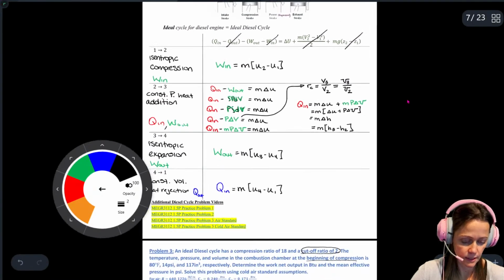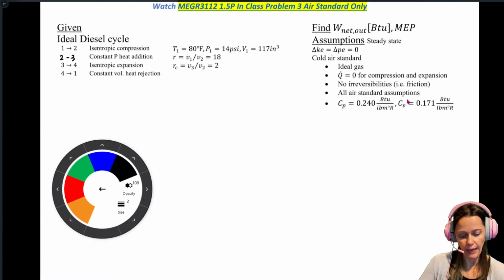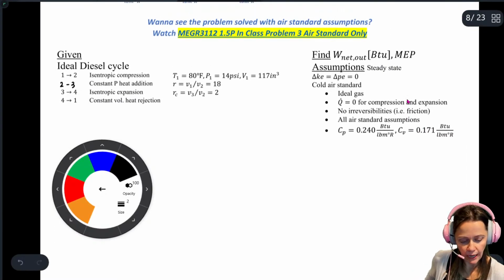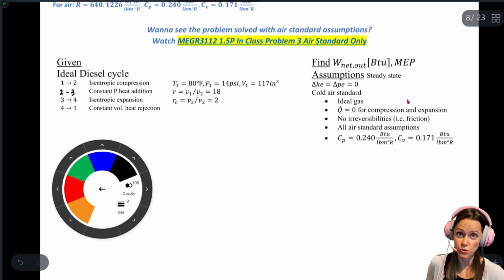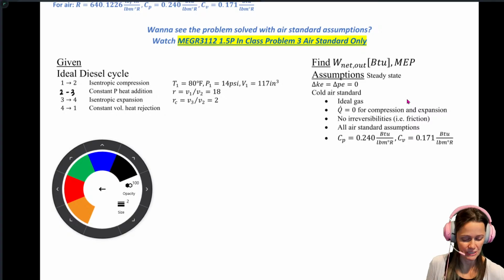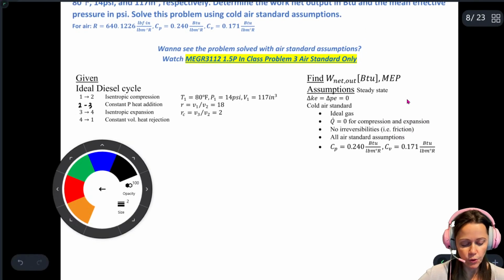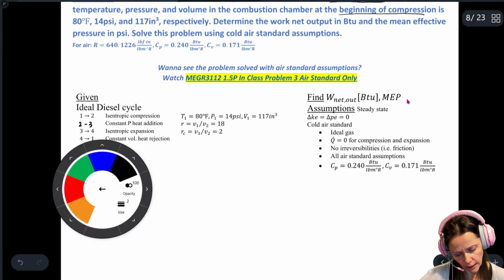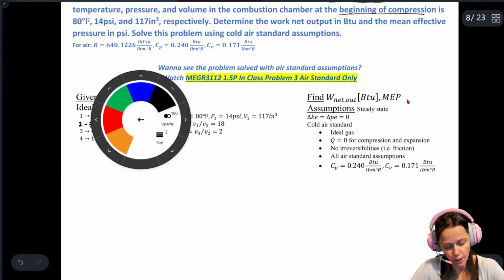Right. So what I would like to do with the 4 minutes that we have left, I've gone ahead and put all of our assumptions over here. So cold air standard assumptions, and sort of tease out what all those assumptions are. So we want to find the work net out in BTU, and then we also want to find the mean effective pressure.